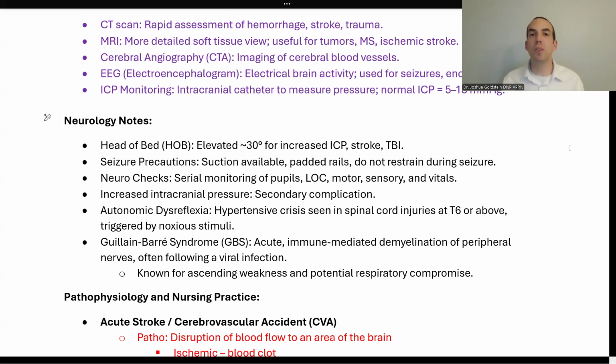Well, that depends because there's two different types. One is called an ischemic stroke, and an ischemic stroke, which is by far the most common stroke, 80 to 90% of all strokes are ischemic.